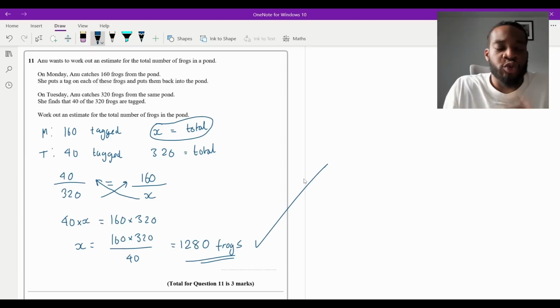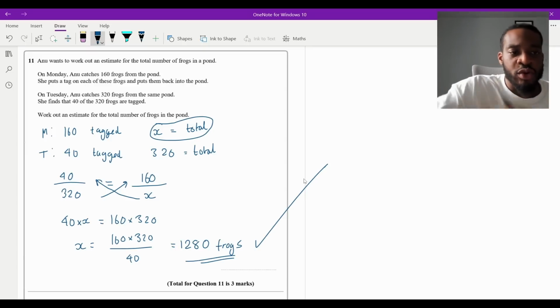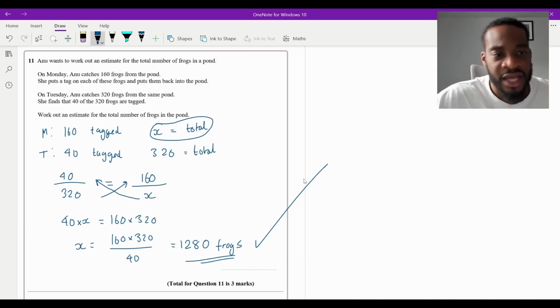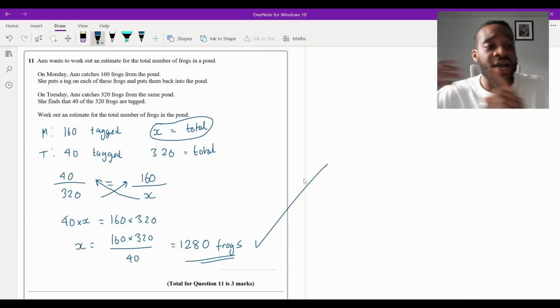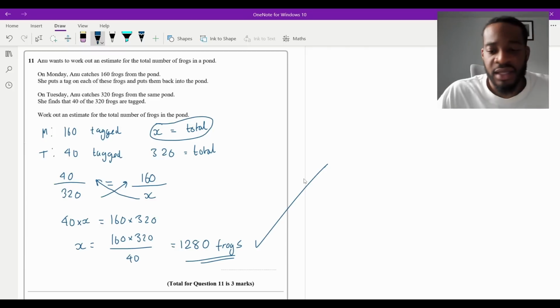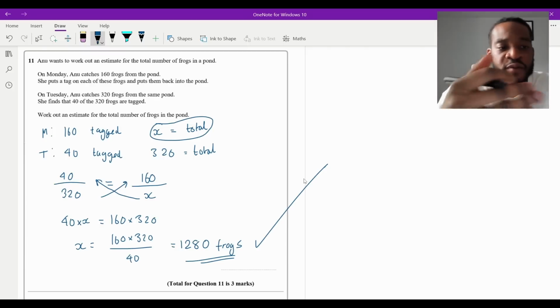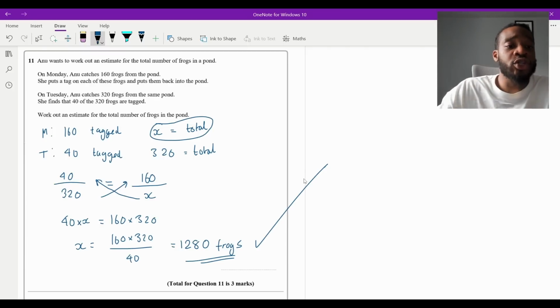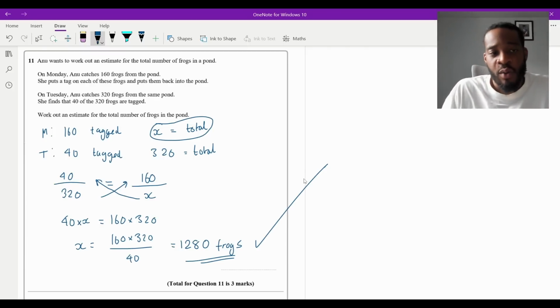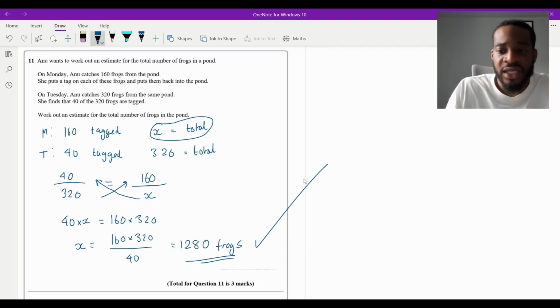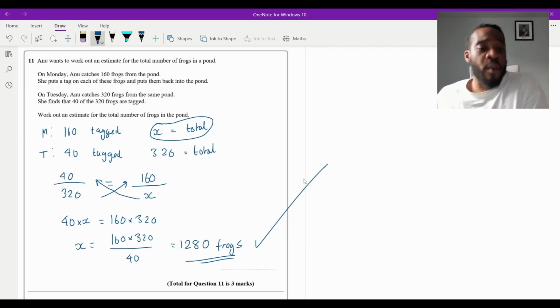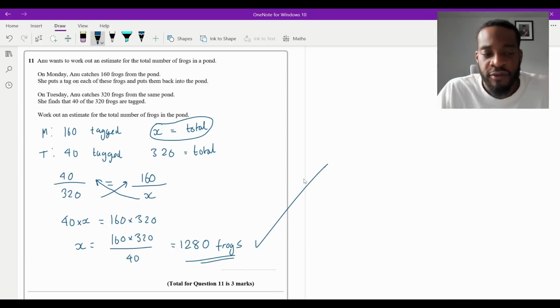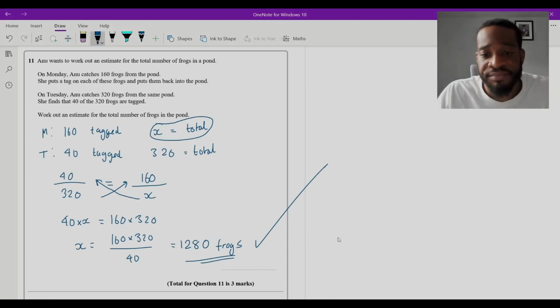So again, just remember, one day you get a couple of frogs, you tag them, and then you go back another day and you figure out how many frogs you caught and how many of them are tagged. That proportion, which in this case is 40 over 320, you're going to assume it's the same throughout. So the 160 we tagged in the beginning, out of the total population, whatever that must be, is the same as 40 over 320, and then you just solve. And that's it. It's the same thing each time.